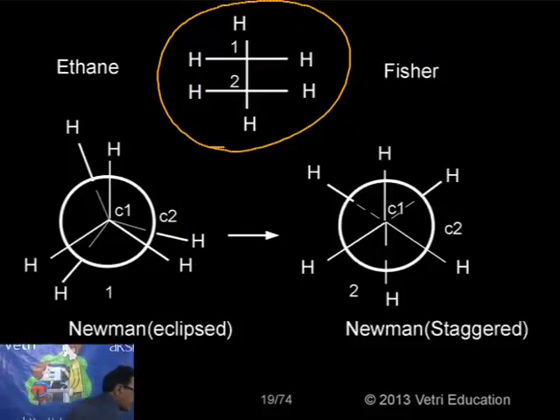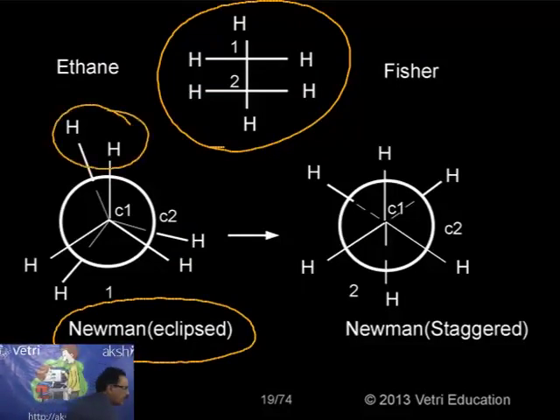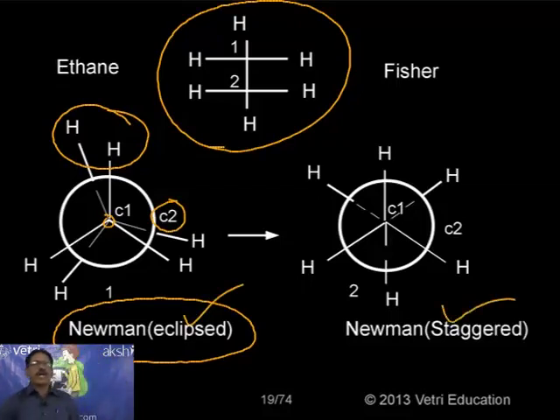Now we can see the board. On the board, Newman eclipse is when hydrogen and hydrogen are facing each other. So C1 is a point, and C2 a circle. C1 is very near to you, and C2 at the back is considered a circle. So all the hydrogen atoms I have seen. When hydrogen and hydrogen face each other, I call it the eclipse conformation, whereas when hydrogen and hydrogen are at maximum distance away, I call it the staggered conformation. I showed you just now, there are two possible conformations in the case of ethane. One is the eclipse form, another is the staggered form. Kindly keep it in mind.